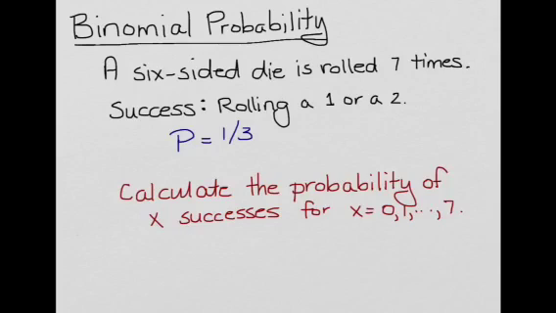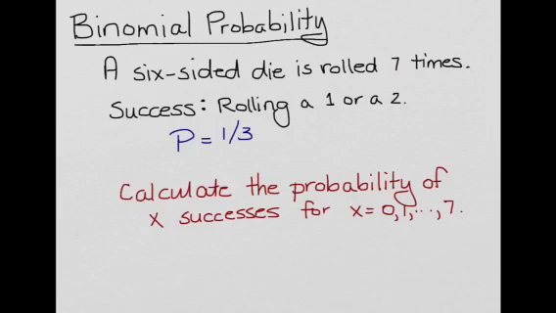Now, in a binomial probability, there has to be just success and failure. And when we roll a die, generally speaking, there are 6 outcomes. But we're going to define success in this problem as rolling a 1 or a 2. And that means failure would be rolling a 3, 4, 5, or 6.